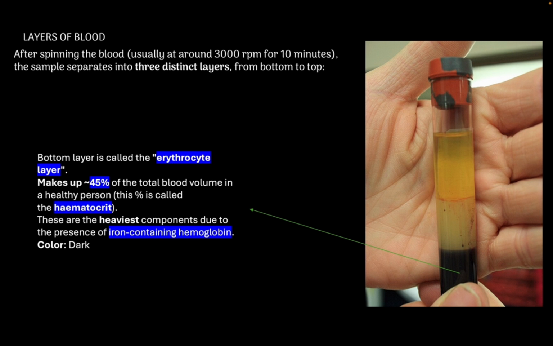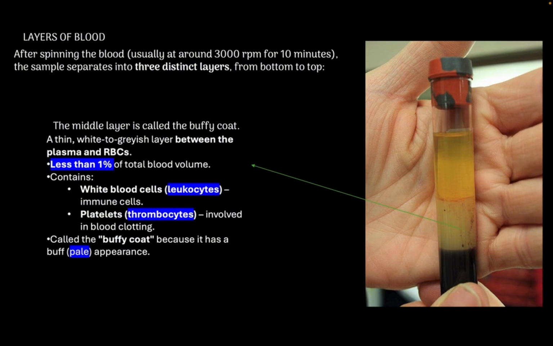Above that is a thin pale layer called the buffy coat. This layer contains white blood cells and platelets and makes up less than 1% of blood volume. It's called the buffy coat because of its pale appearance. White blood cells are crucial for fighting infections, while platelets help stop bleeding by forming clots.